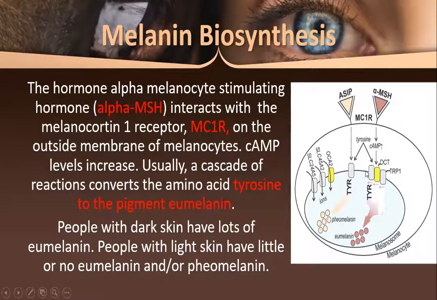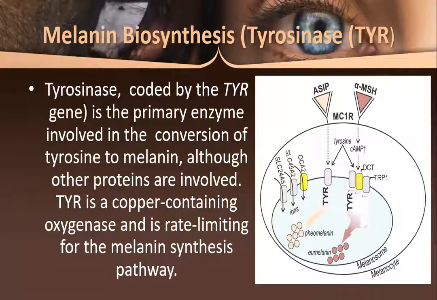So now just keep in mind, the cascade gets activated and tyrosine is involved in the red and black pigment formation. People with dark skin have lots of eumelanin. Okay, people with dark skin, but people with light skin have pheomelanin. Okay, so more pheomelanin defines light color skin, and more eumelanin defines dark color skin, dark brown color skin.